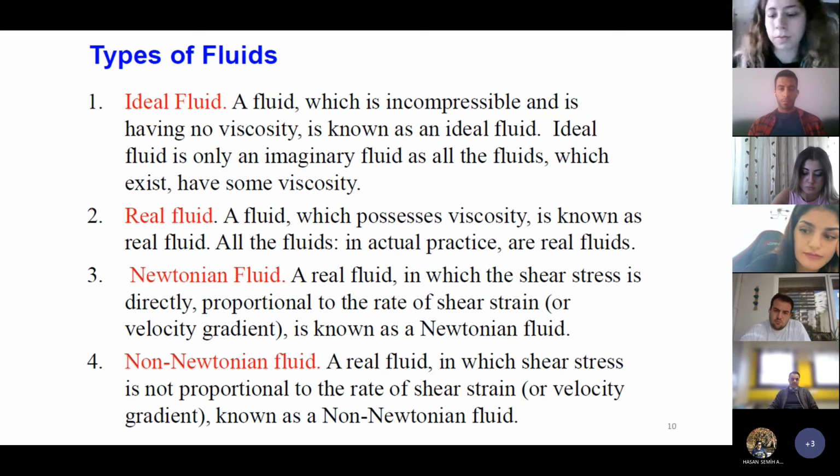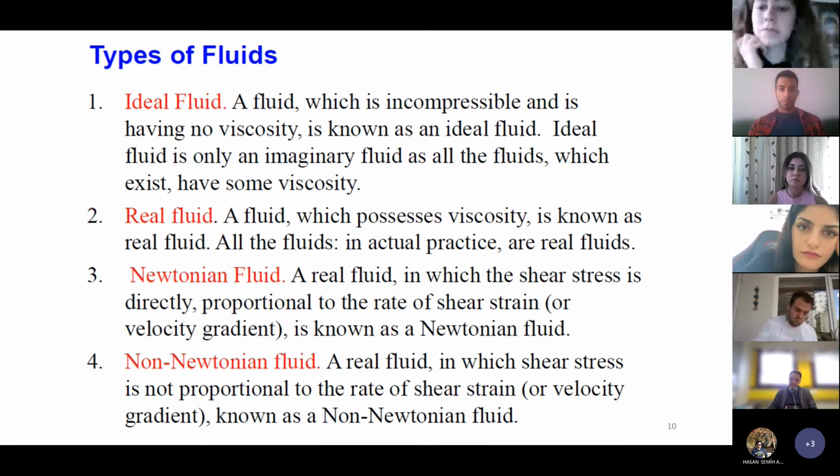The other categorization classifications for fluids are discussed in this slide. We have ideal fluid: a fluid which is incompressible and has no viscosity is known as an ideal fluid. Ideal fluid is only an imaginary fluid, as all the fluids which exist have some viscosity. When we say assume the fluid is ideal, it means no viscosity, but in reality we always have viscosity.